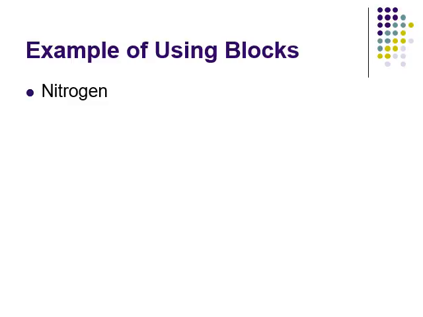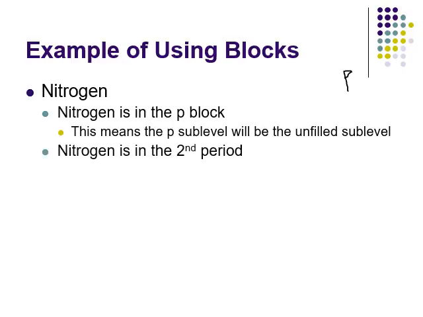We find nitrogen on the periodic table, and we know that nitrogen is in the P block. So that tells me that the electron configuration for nitrogen ends with something P. Next, nitrogen is in the second period. That tells me that the P I'm filling in is actually the 2P. If it was in the third period, it'd be 3P. If it was in the fifth period, it'd be 5P. But it's in the second period, so it's going to be 2P.